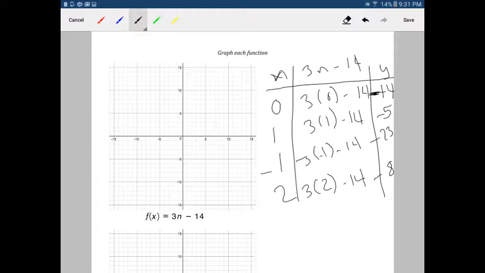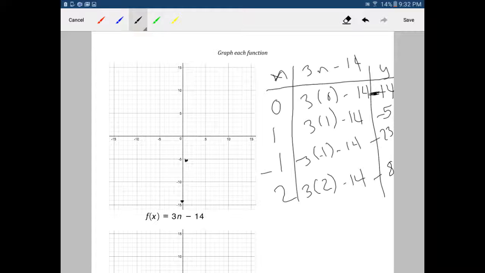So now let's see. We've got 0, -14. So there's 0 on the x-axis, or the n-axis, and -14. I'm going to put a dot right there. And then -1, -23 is not even going to fit on my page. 1, -5 will, though. That will go right there.